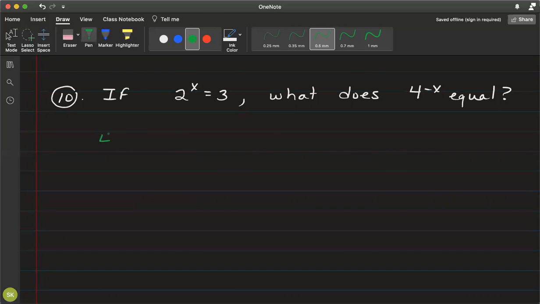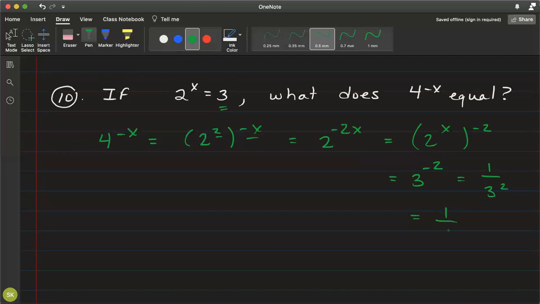Okay, notice that 4 to the negative x is equal to, well, 4 is 2 squared, so we have 2 squared to the negative x, and that's 2 to the negative 2x. But I could also write this as 2 to the x times negative 2. Just notice that x times negative 2 is negative 2x. So I didn't do anything wrong. I'm just rewriting these things, trading the places of these and moving the negative with this 2. But we know what 2 to the x is. That's 3. So this is 3 to the negative 2, which is 1 over 3 squared, which is 1 over 9. That was kind of fun.